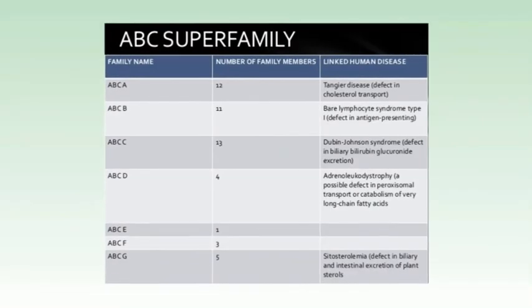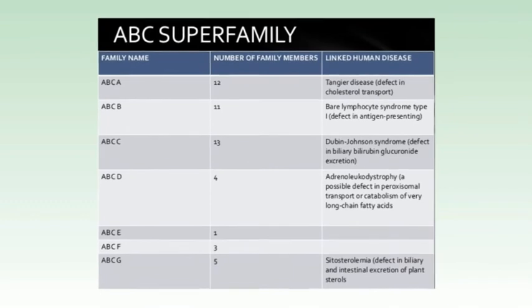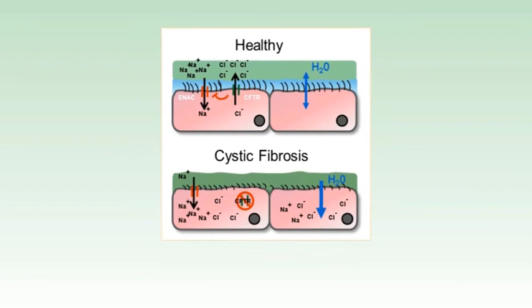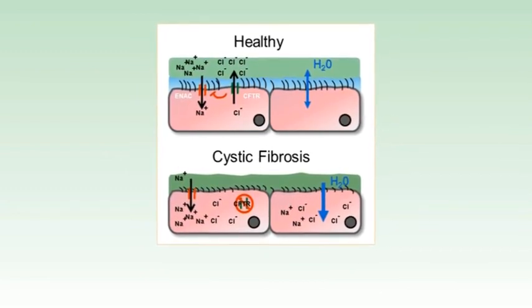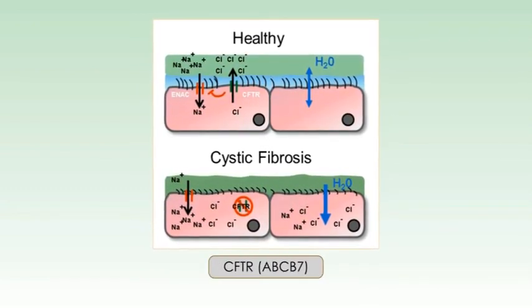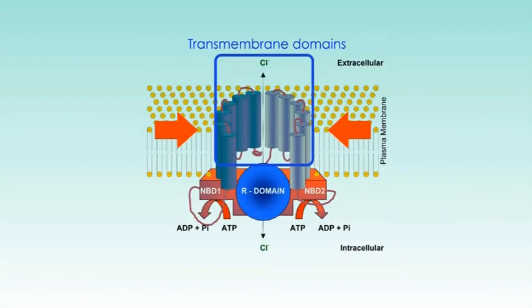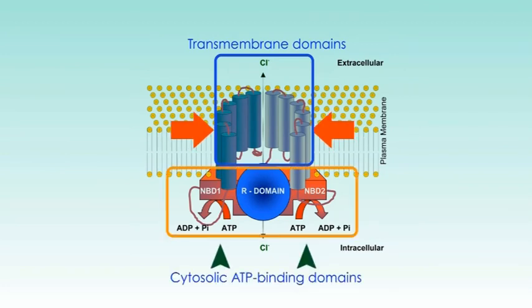The ABC cystic fibrosis transmembrane regulator, or CFTR. Several human genetic diseases are associated with defective ABC proteins. The best studied and most widespread is cystic fibrosis, caused by mutation in the cystic fibrosis transmembrane regulator, CFTR, also called ABCC7. Like other ABC proteins, CFTR also has two transmembrane domains and two cytosolic ATP binding domains.